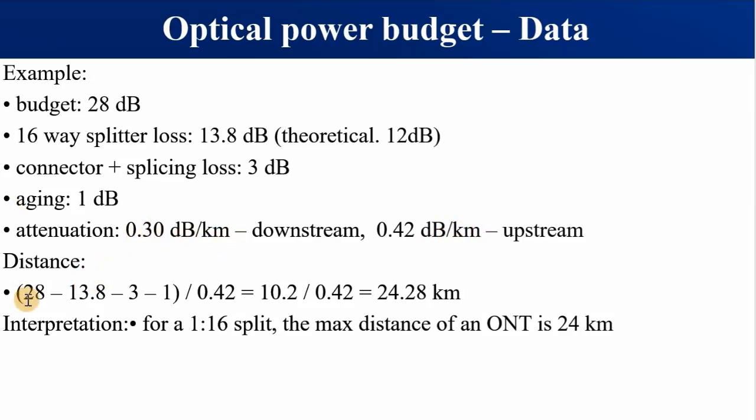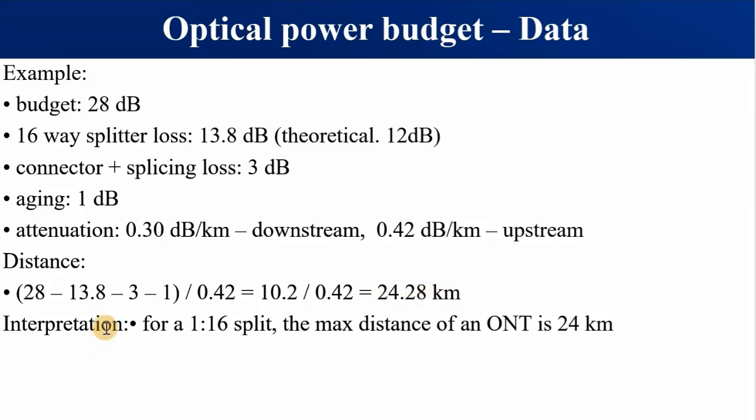So we are saying the distance spanned by that PON is 28, which is our budget, minus the loss due to the splitter, minus connector and splicing loss, minus loss due to aging. This is going to give us the total loss, and we are going to divide by the loss per kilometer in the upstream direction, which is 0.42. If you punch this in your calculator, you will see that your PON is going to stretch for 24.8 kilometers.